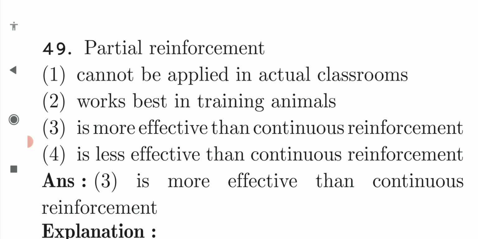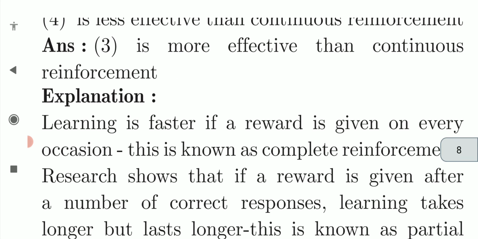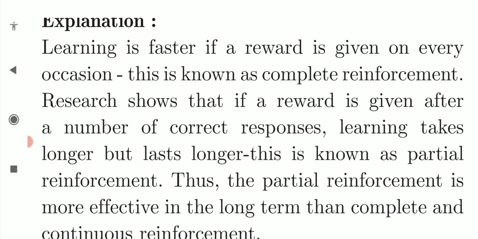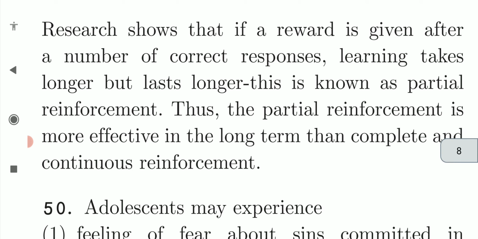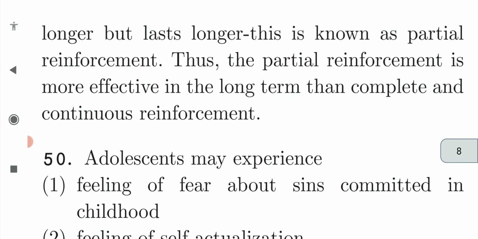Partial reinforcement is more effective than continuous reinforcement. Reinforcement means we are encouraging the child. We should not continuously encourage the child; we should partially encourage the child. Learning is faster if the reward is given on every occasion. This is known as complete reinforcement. Research shows that if the reward is given after a number of correct responses, learning takes longer but lasts longer. This is known as partial reinforcement. Thus, partial reinforcement is more effective in the long term than complete and continuous reinforcement.